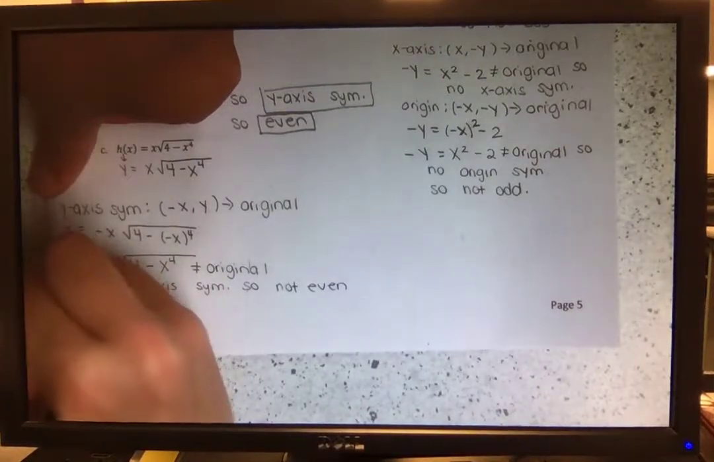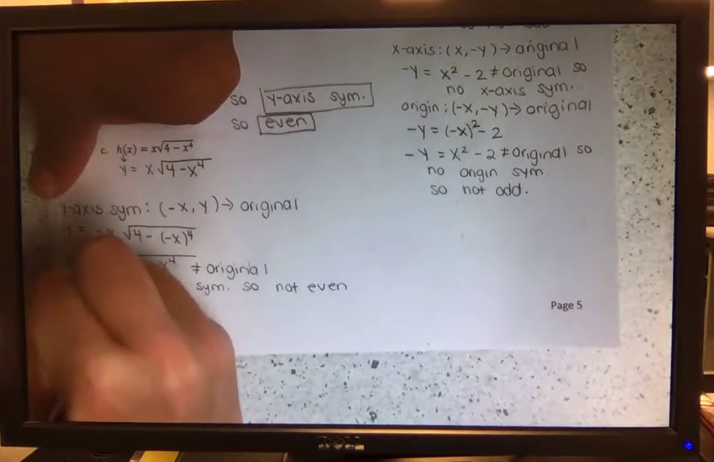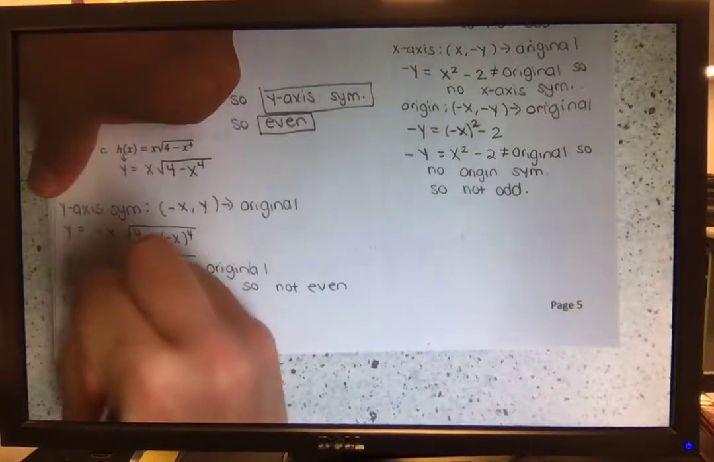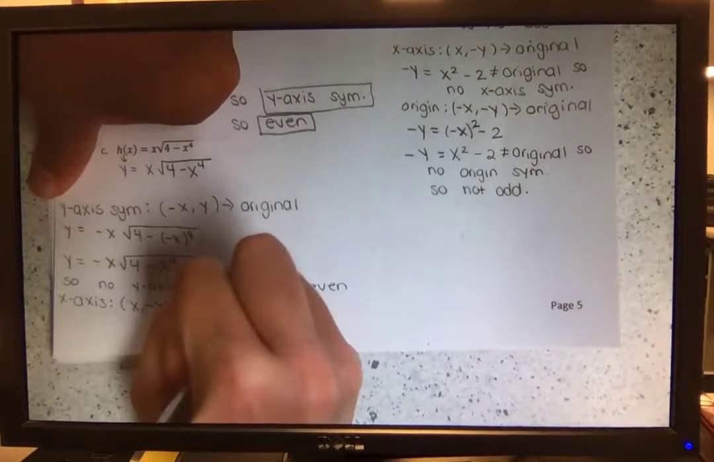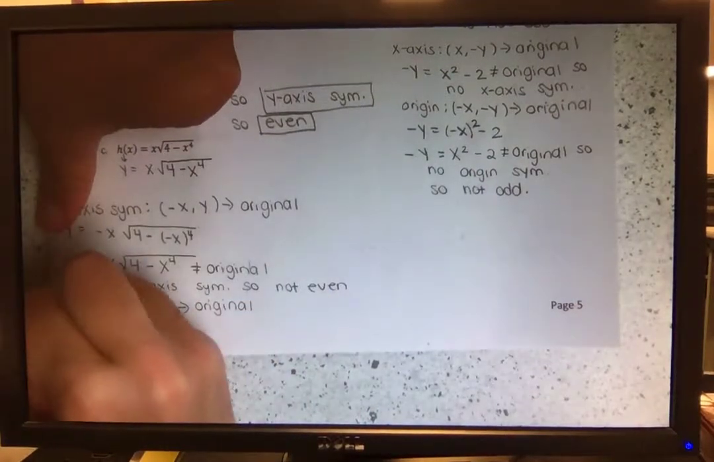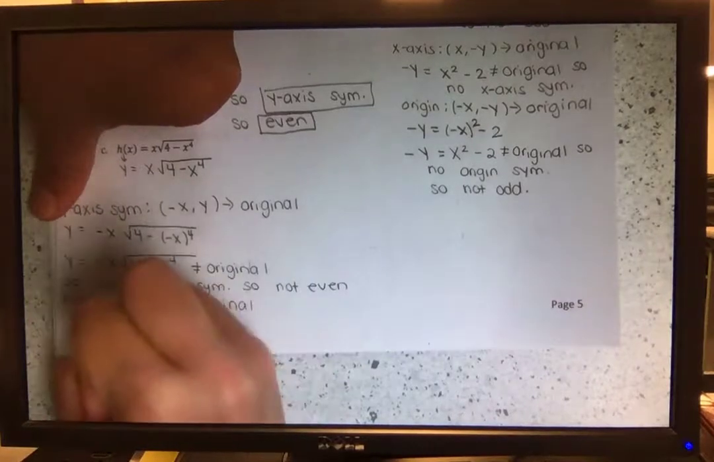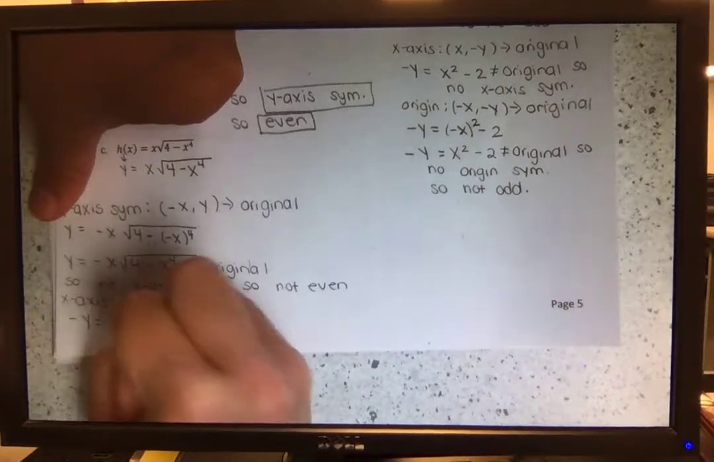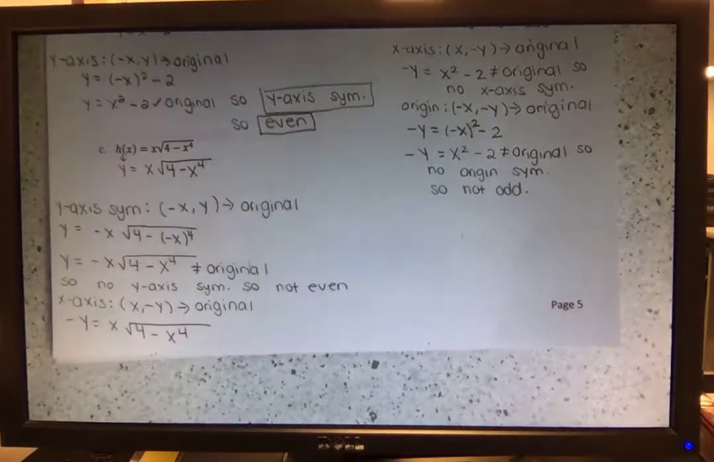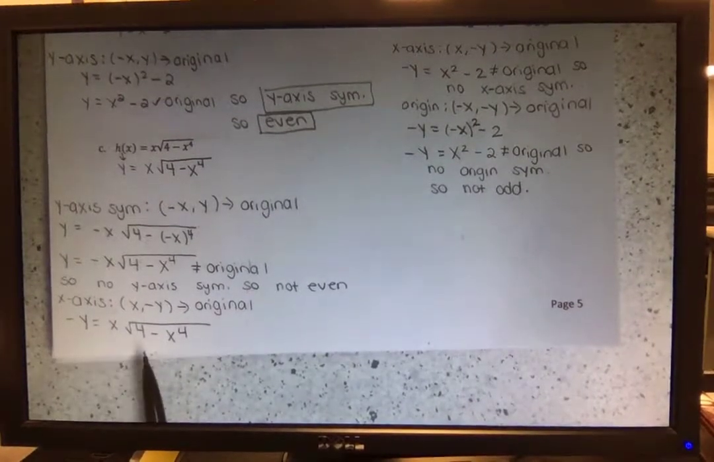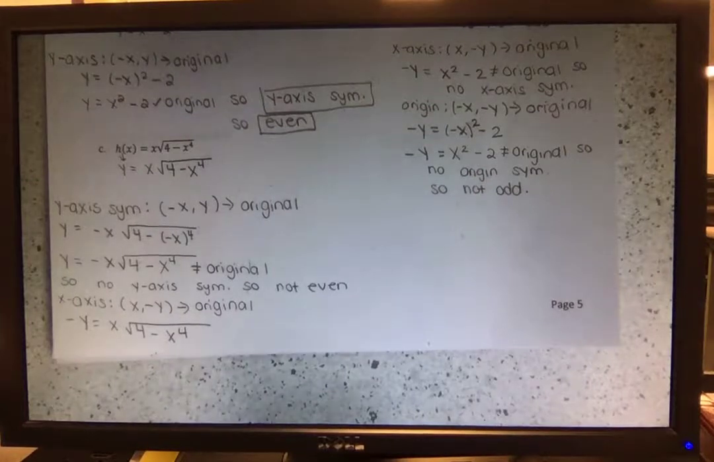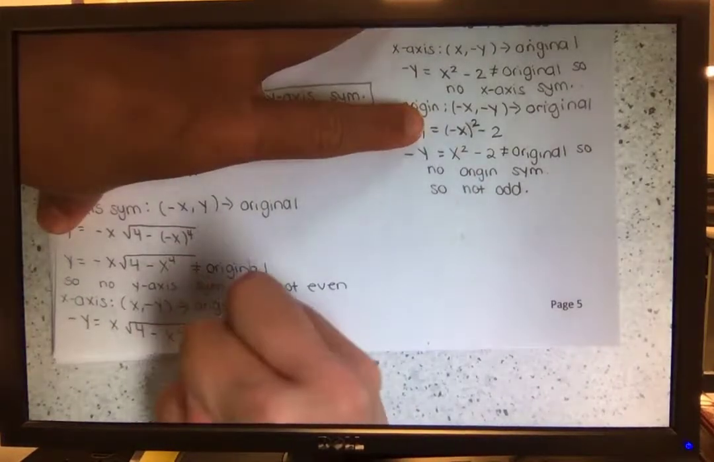Next, testing x-axis symmetry. We are going to plug in negative y to see if we get the original equation back out. So negative y equals x times the square root of 4 minus x to the 4th. I can't do anything to get rid of that negative out front of y, so we're left with negative y equals x times the square root of 4 minus x to the fourth, which is not the original.